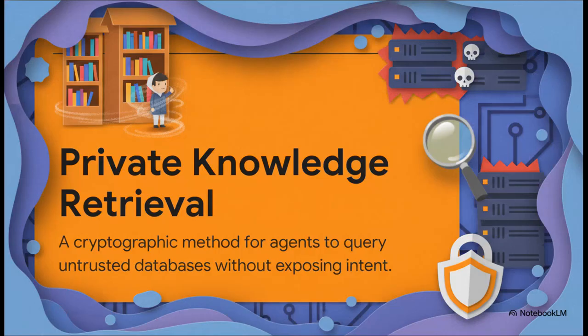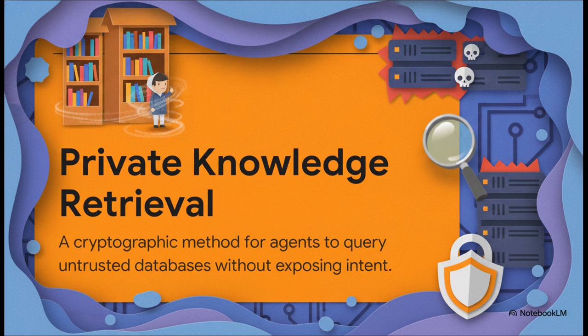Well, private knowledge retrieval, or PIR, is a fantastic mitigation strategy. It ensures an agent can safely extract facts from third-party databases without exposing its queries to tampering. Think of it like a student going to a public library to check out a highly sensitive book, but they're using a mathematical cloak, so the librarian has absolutely no idea which book was retrieved.